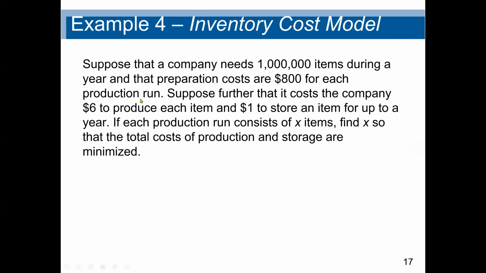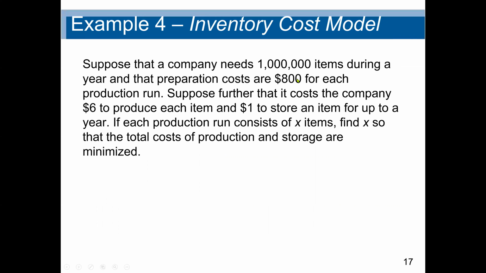Here they say, suppose that a company needs 1 million items during a year, and that preparation costs are $800 for each production run. Suppose further that it costs the company $6 to produce each item and also $1 to store an item for up to a year. If each production run consists of S items, we should find X so that the total cost of production and storage is minimized.